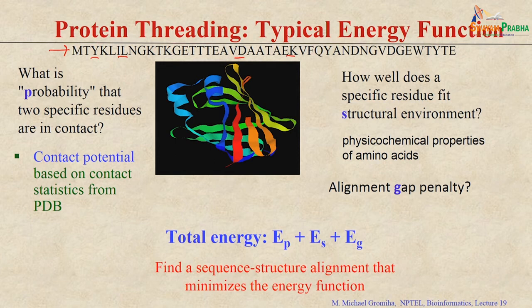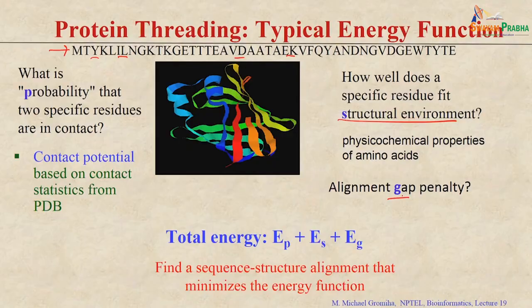And the second one, they see how well they fit with the structure environment. They see the physical chemical properties of amino acids in the sequence, and different secondary structures, and the solvent accessibility, whether they are buried or exposed, and look into the structures, whether it is buried or exposed, or the same secondary structures, and based on that they can define the function. Then they see the gaps, giving the gap penalty. So considering these three aspects, they get this total energy.